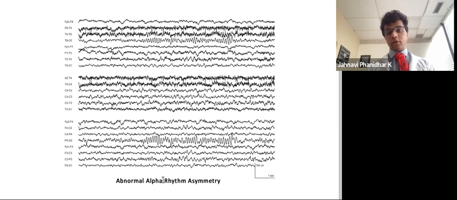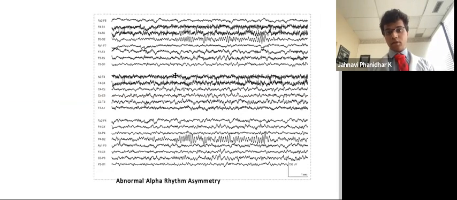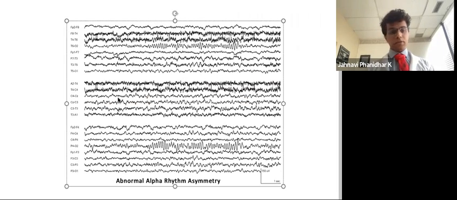And when the amplitude is less than 50% of the normal one, it's called an abnormal alpha rhythm, and you can see that here. It's less than 50% of the normal one.